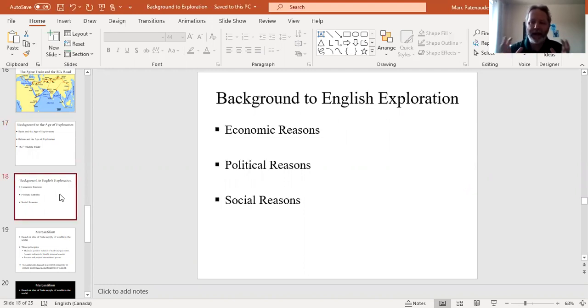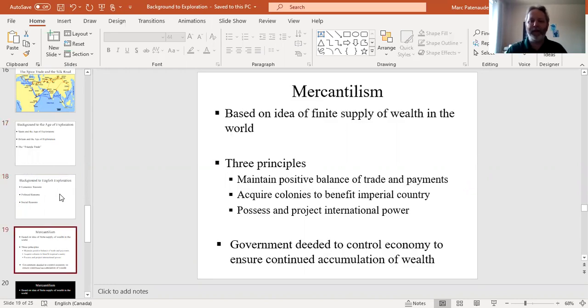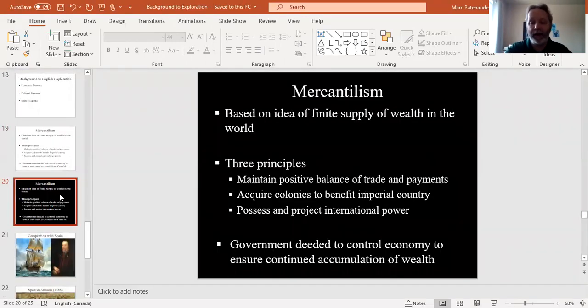At the end of last lecture, we were talking about the background to English exploration. We talked about the economic reasons, including this theory of mercantilism, the prime economic theory that operated out of Europe between the 15th and the 18th century. It was based on the prime idea of a finite supply of wealth in the world, with three principles: export more than you import, sell more than you buy, and possess and project international power to protect your trade routes and your colonies, and colonies to benefit your mother country.